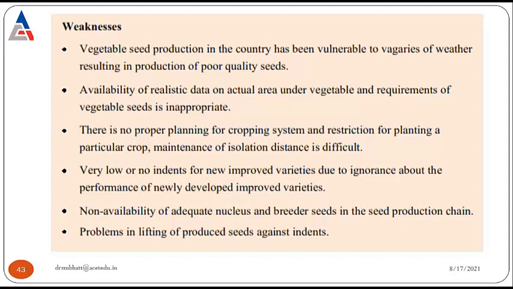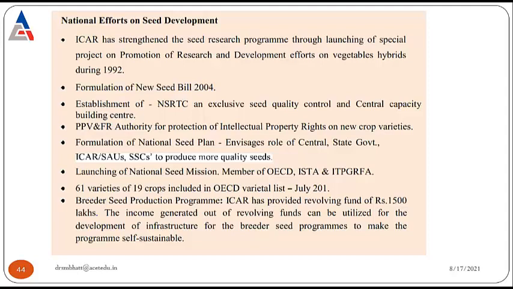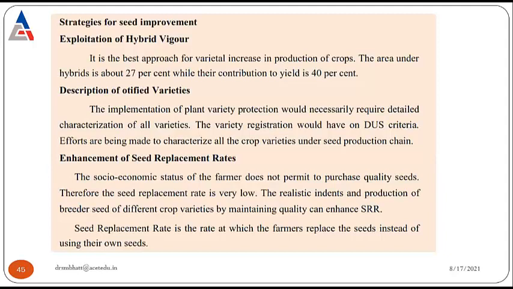So what are the national efforts now? ICAR is strengthening its effort in constant development of hybrid seeds, right? There is a formulation of new seed bill in 2004, establishment of NSRTC, centers of excellence for quality control, capacity building center, right? Foundation of national seed plan, right? Launching of national seed mission, 61 varieties of 19 crops, OECD. From July 2001, breeder seed production program, ICAR has provided a deposit fund of 1500 lakhs for such program. So this is the national effort and the strategy for seed improvement.